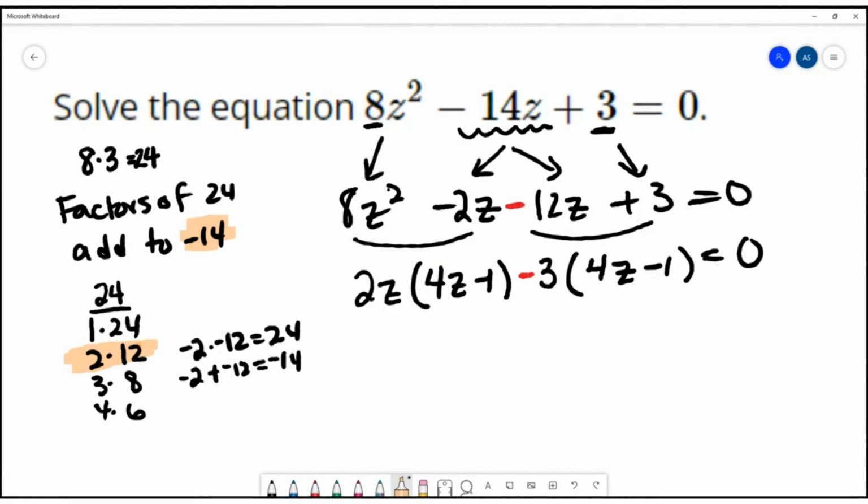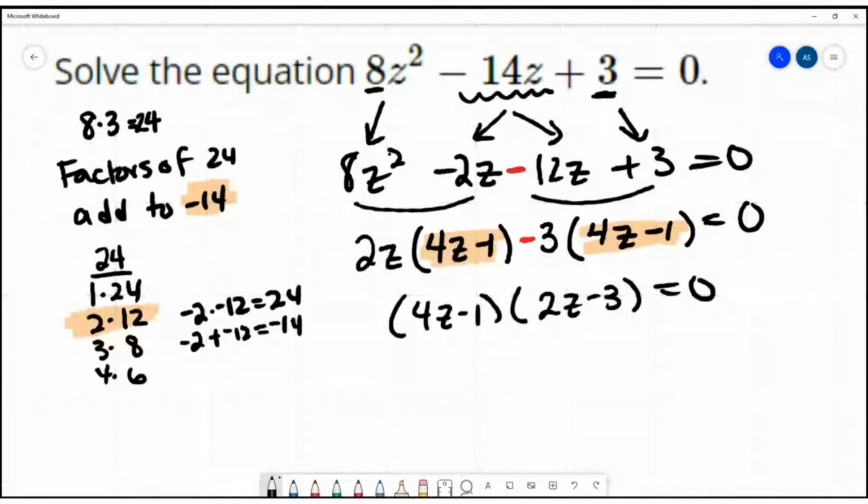If your grouping method is working, you should have a common binomial, and you're going to factor that common binomial out. So I'm factoring 4z minus 1, and I'm left with 2z minus 3. And I'll set each factor equal to 0. So at this step, I'm using what's called the zero product property. I'm multiplying two numbers to get 0. The only way that can work is if one of these numbers is 0. So 4z minus 1 equals 0. 2z minus 3 equals 0.